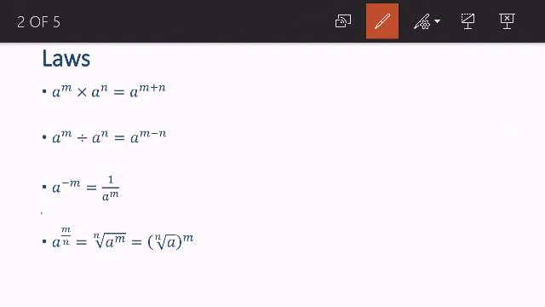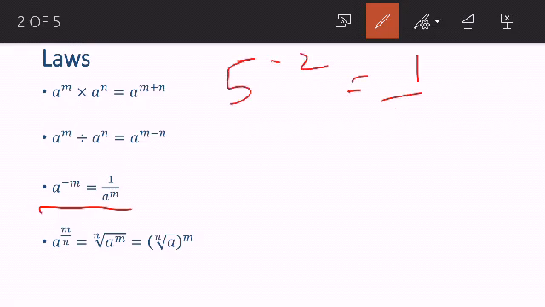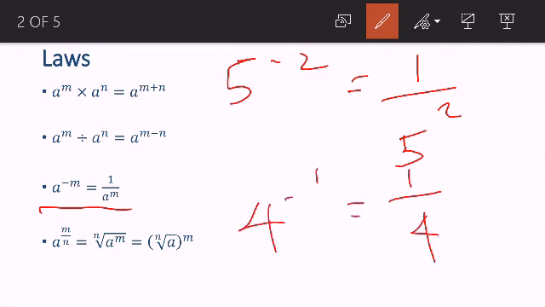Okay, so the next one is the negative index law, where the power is negative. So a raised to power minus m is equal to 1 over a raised to power m. So if I have 5 raised to power minus 2, it is the same thing as saying 1 over 5 raised to power 2. Now it's the same thing if I have, let's say, 4 raised to power minus 1, it is the same thing as saying 1 over 4, or 1 over 4 raised to power 1.